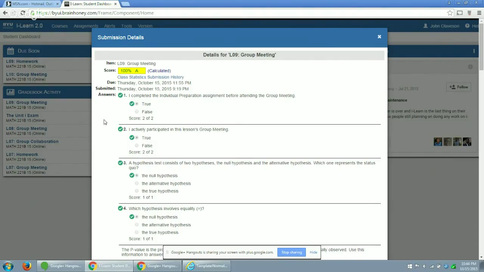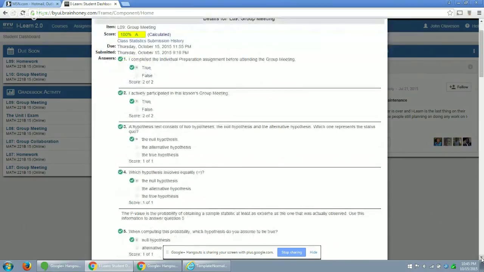So let's go through these. A hypothesis test consists of two hypotheses: the null hypothesis and the alternative hypothesis. Which one represents the status quo, or basically the one that's known to be true? We know that to be the null hypothesis. Next, number 4, which is a hypothesis that involves equality. Anytime that we test a hypothesis, it's the null hypothesis that uses the equal sign, or equality.